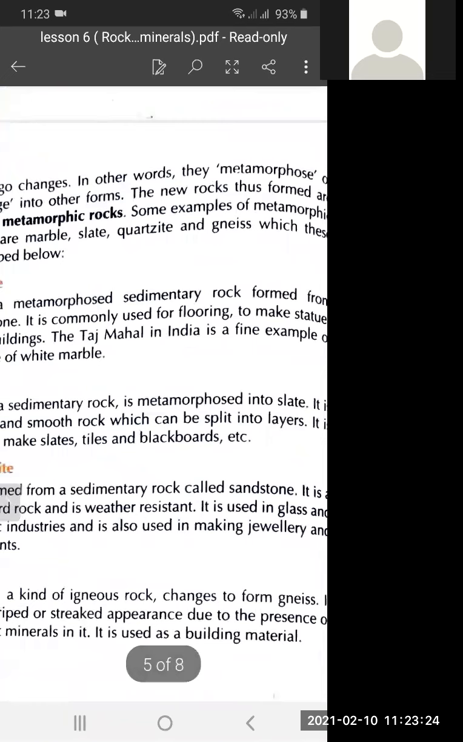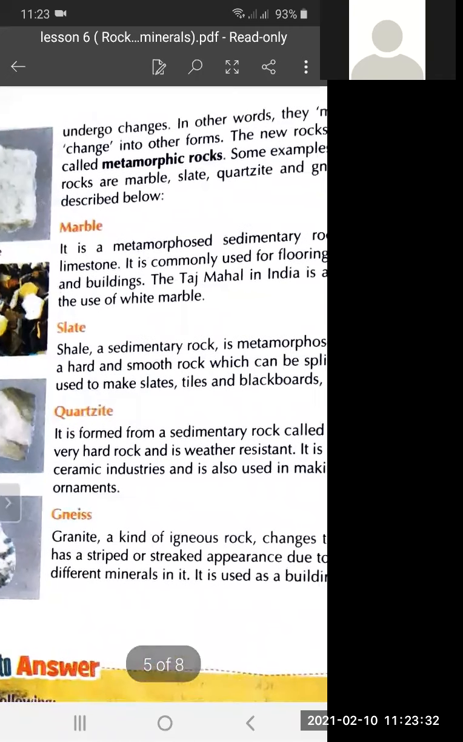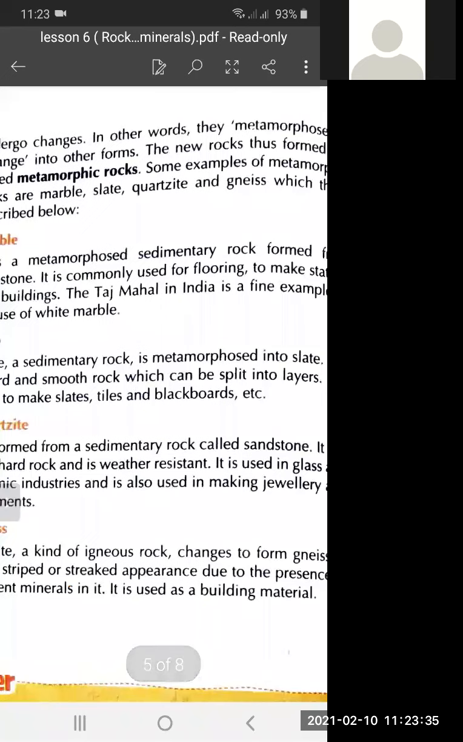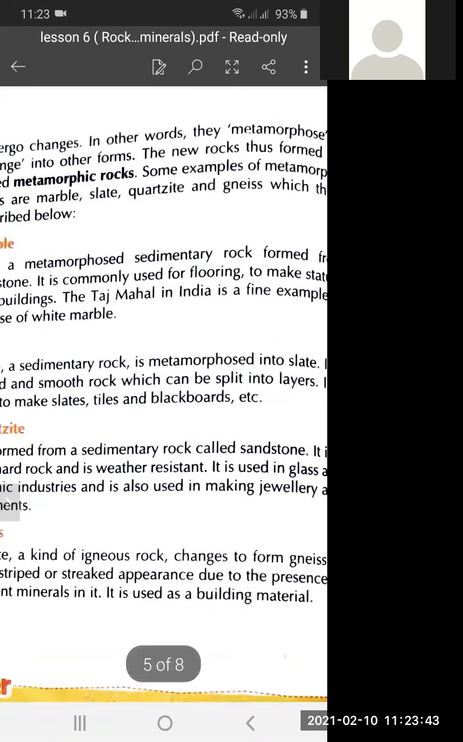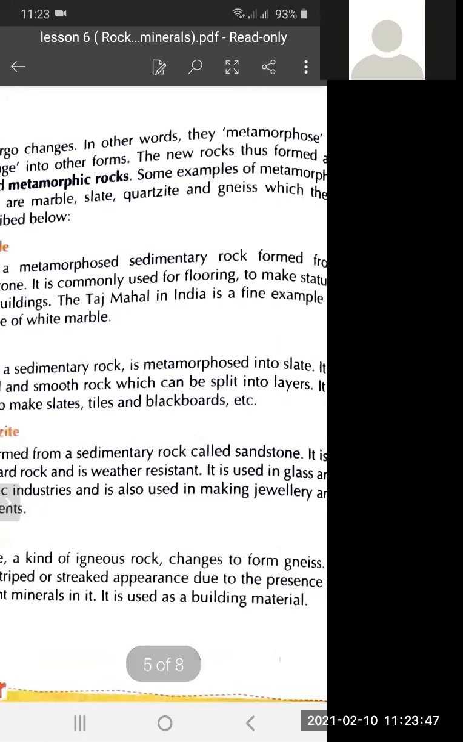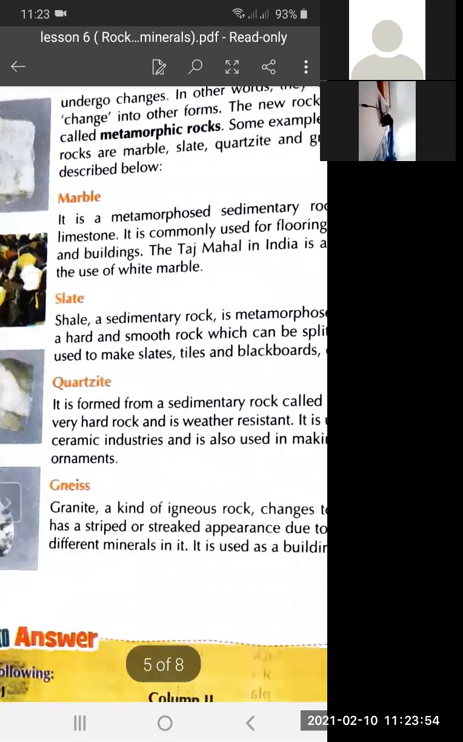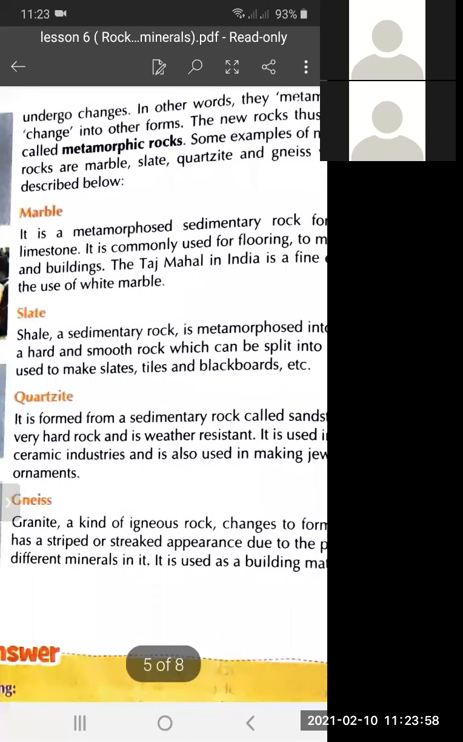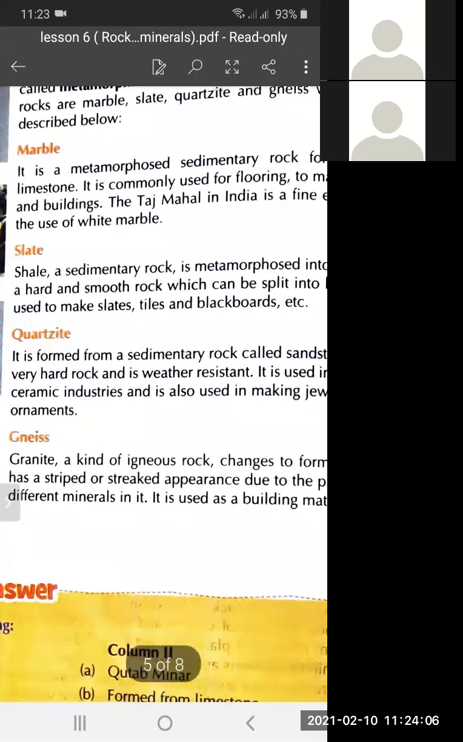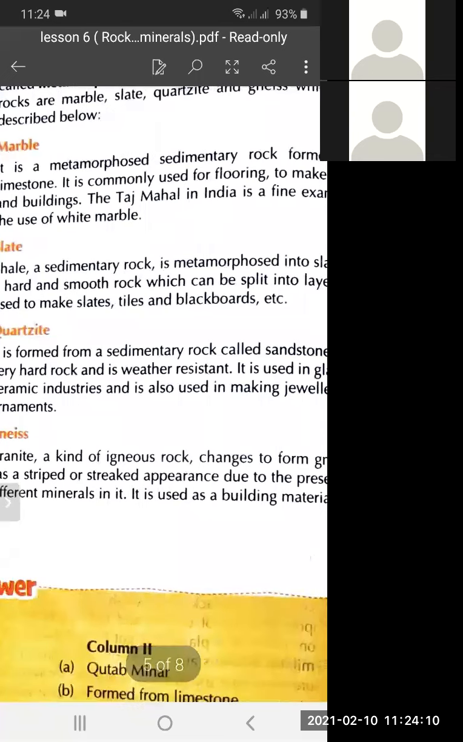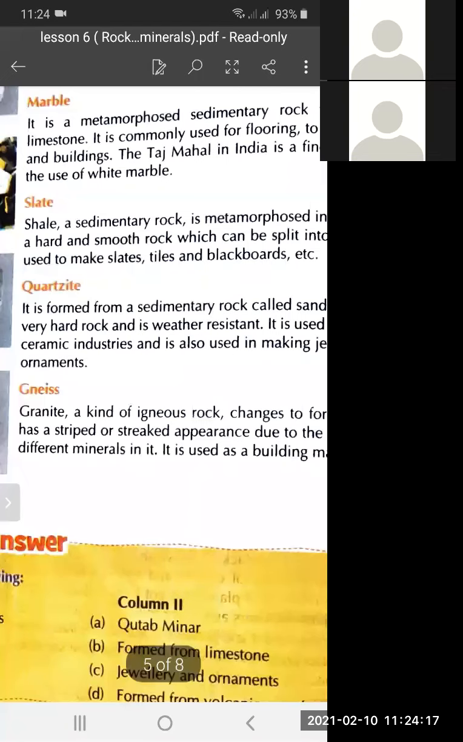Some examples of metamorphic rocks are marble, slate, quartzite and gneiss, which are described below. Marble: let's talk about the marbles, students. It is a metamorphosed sedimentary rock formed from limestone. It is commonly used for flooring and to make statues and buildings. The Taj Mahal in India is a fine example of the use of white marble.